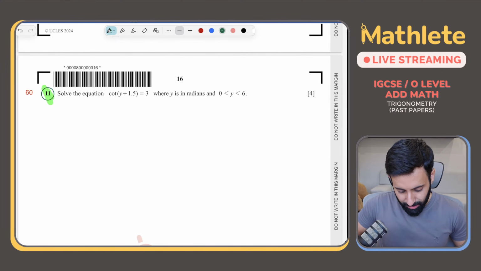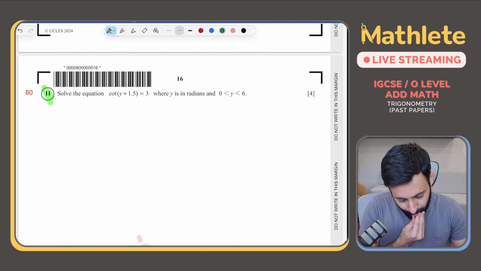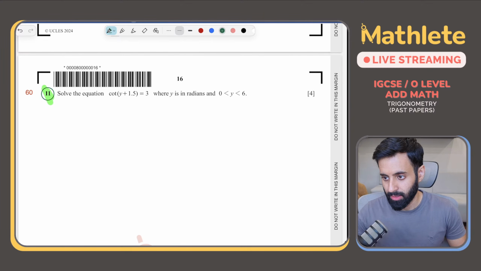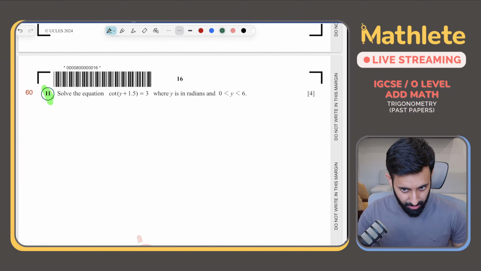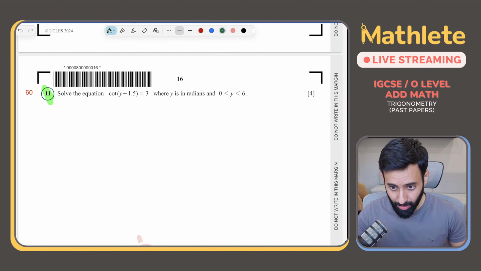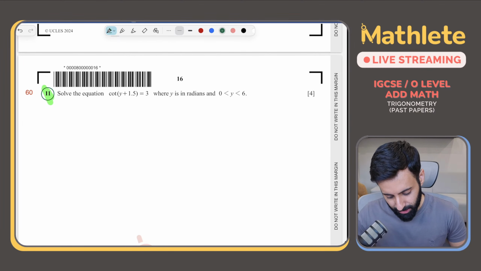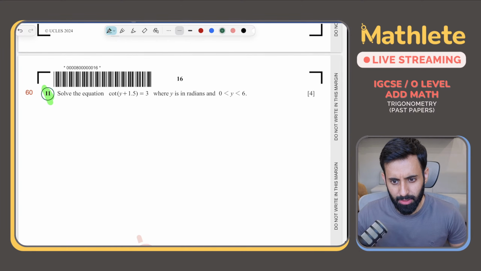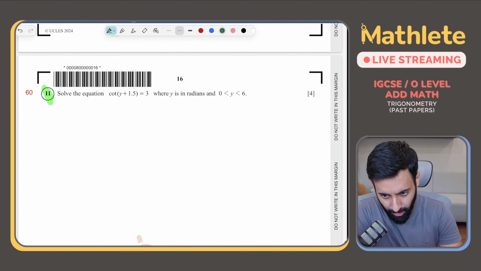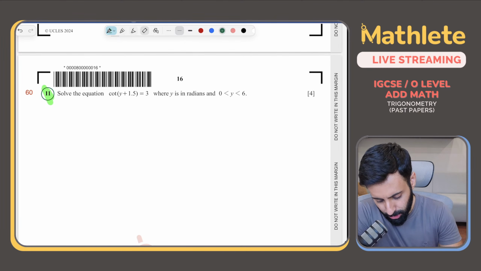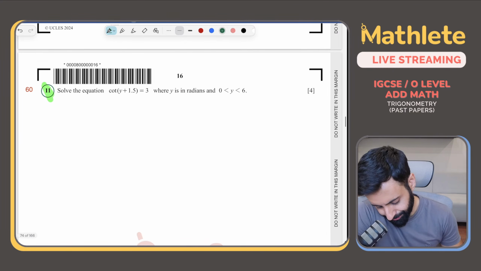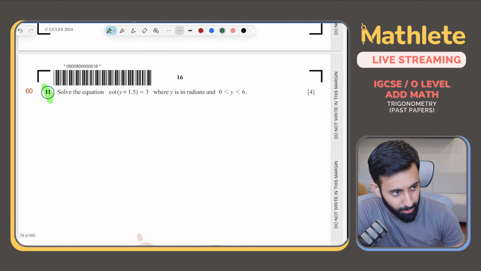Anyway, let's solve the 2-3 questions that I've planned so that we can move on and start the next stream, which is velocity vectors. Okay, so let's see what this question says. Solve the equation cot(y + 1.5) = 3, where y is in radians. In this question also we might be able to settle that debate about adding 2 pi. That debate is settled, but we will have to use that concept here as well.